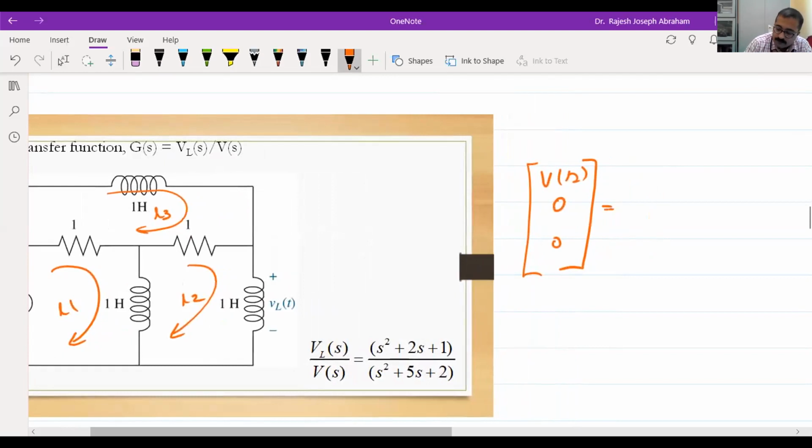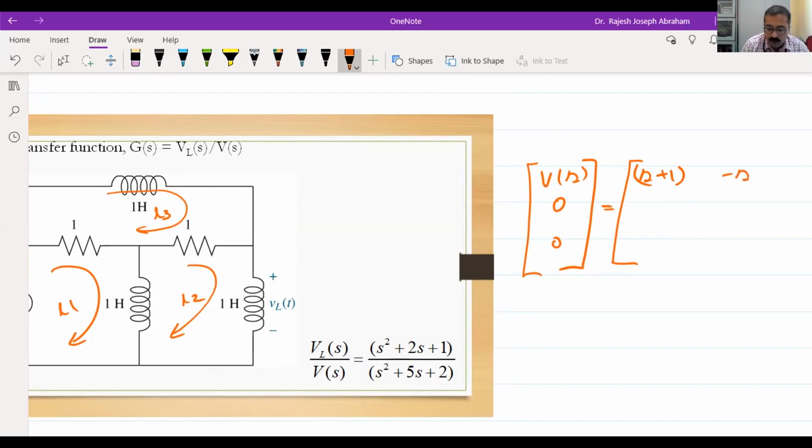Must be equal to, what is Z11? Z11 means sum of all impedances which are common to I1 only. So, I1 is flowing through 1 and 1 Henry. That means S plus 1. Okay, S plus 1. 1, 2 means common to 1 and 2. It is S. Both currents are in opposite directions. I1 and I2 are in opposite directions. So, minus S. 1, 3, it is 1 ohm. I3 is in opposite direction. I1 is in opposite. They both are opposing. That means minus 1.